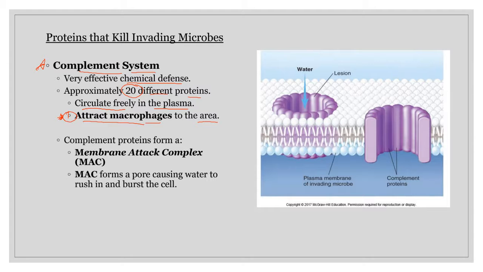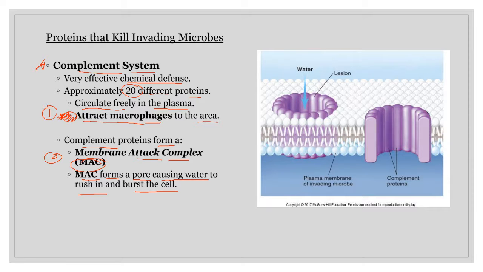But they're doing another thing too, and I want to put this as number one. This is number one, and then I'm going to do number two here. Complement proteins also form something called a membrane attack complex, MAC. And MAC is a pore. The MAC forms a pore, causing water to rush in and burst the cell.